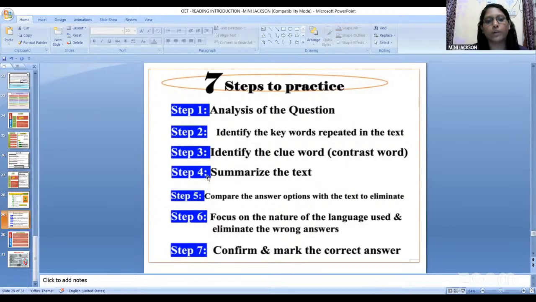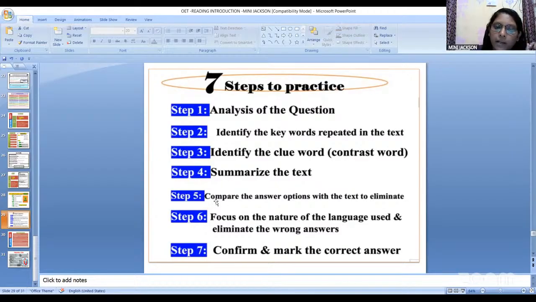Then the 4th one, summarize the text. While practicing, maybe you get a paragraph of 200 words. What you have to do is just summarize the topic and write it in your own sentence. Construct that sentence within 50 or 100 words so that you can easily understand. If there are unnecessary things, cut them down and summarize the text.